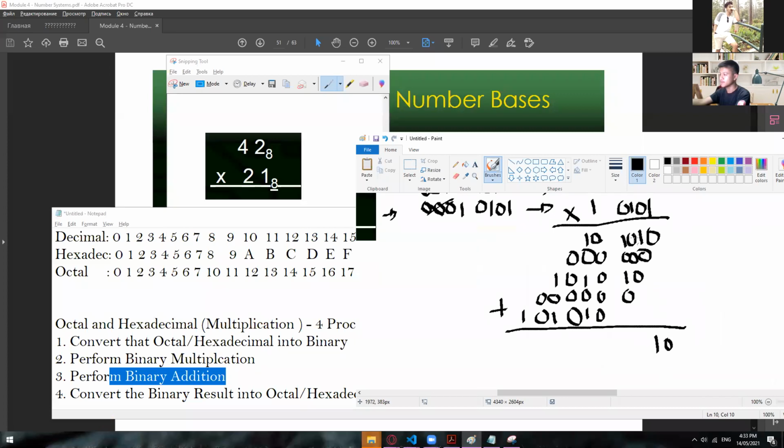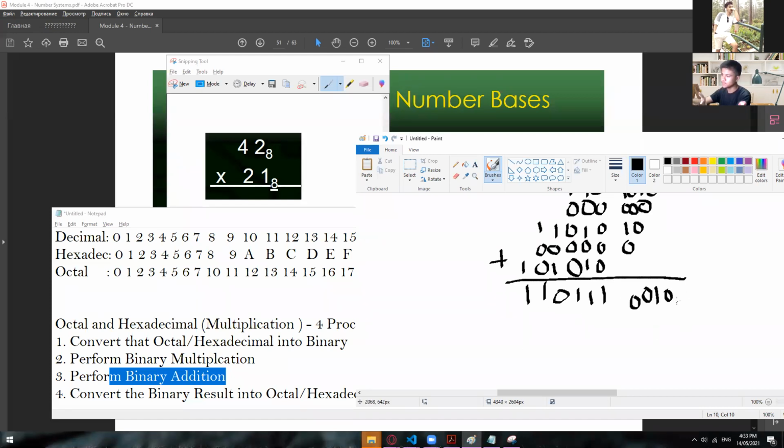1 plus 0 is 1. 0 plus 0 plus 0 is 0. 1 plus 1 is 10. So carry 1, bring down 0. So 1 plus 0 is 1. 1 plus 1 plus 1 is 11. So carry 1, bring down 1. 1 plus 0 is 1. 1 plus 1 is 10. Carry 1, bring down 0. 1 plus 0 plus 0 is 1. And then bring down that one right here.